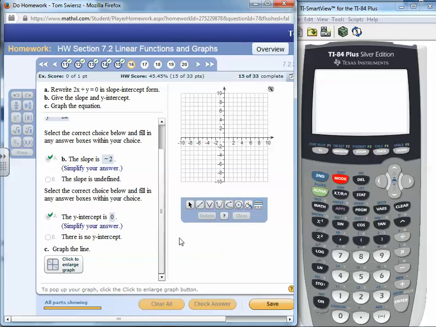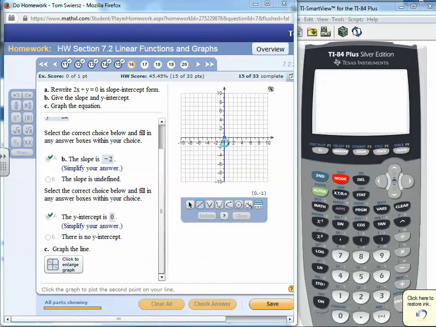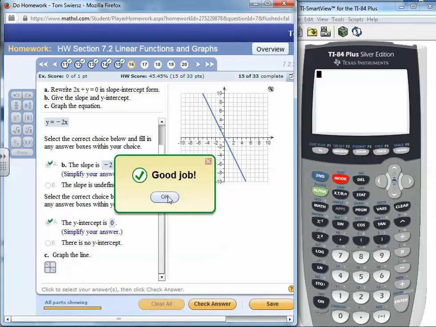And then graph it. The y-intercept we just said is 0, 0, which is the origin. And the slope is -2. So we're going to go down 2 and over 1 to the right. Correct? So down 2 and over 1 will get us to that point right there. And there's our correct answer.